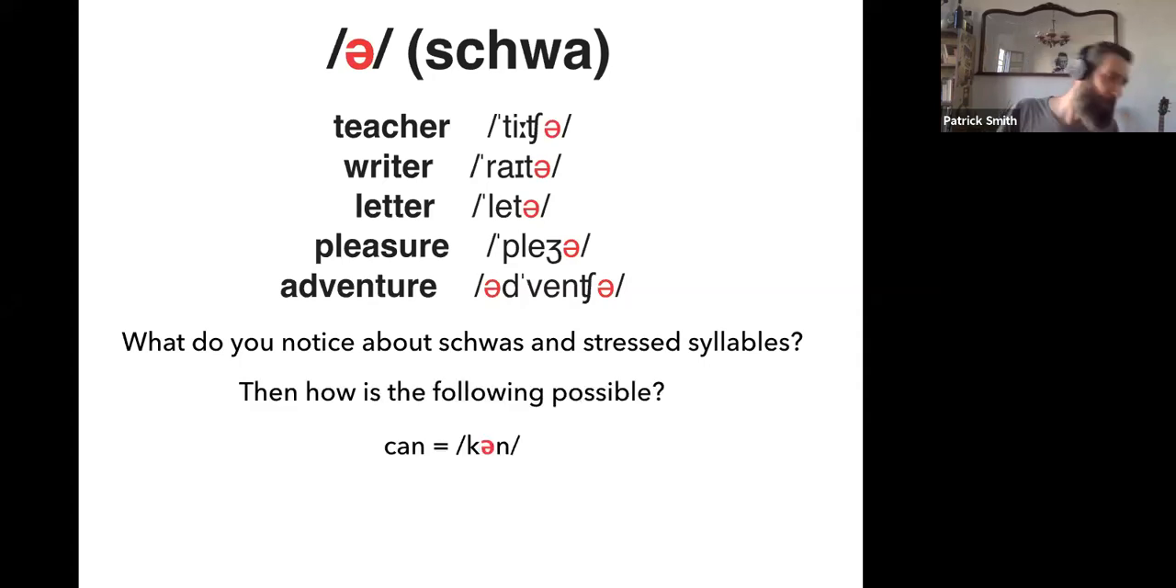Great. So yeah, super fast. We're almost out of time. Then how is the following possible? The word can. It's a one-syllable word. So if it's a one-syllable word, that one syllable must be stressed, right? There's no alternative. We must stress that syllable.